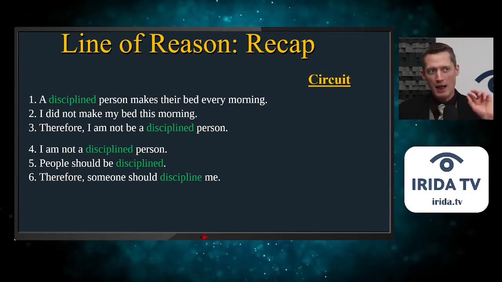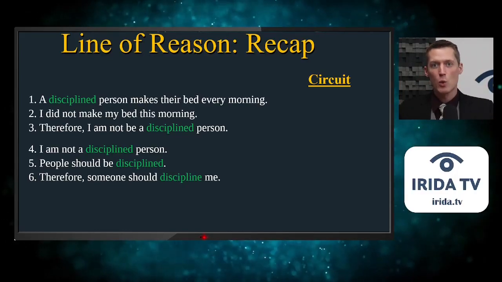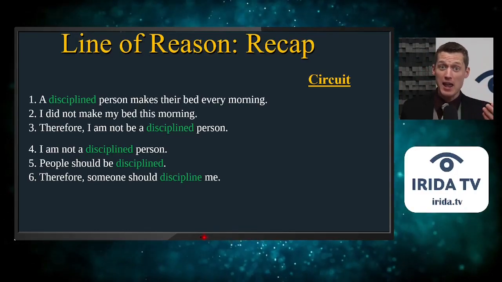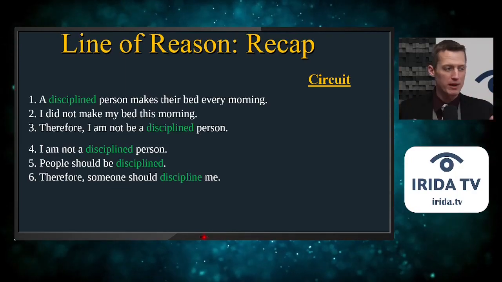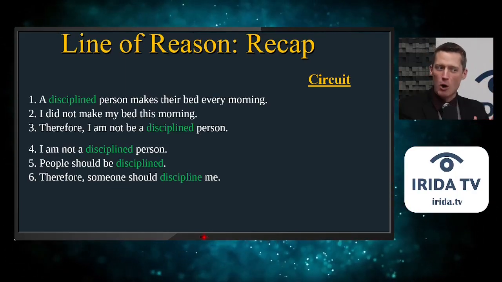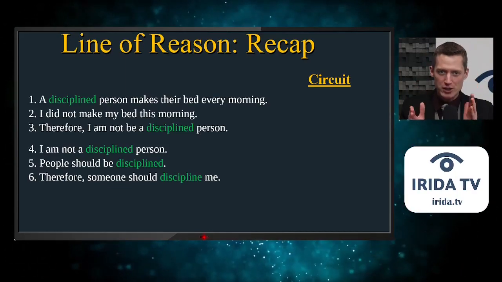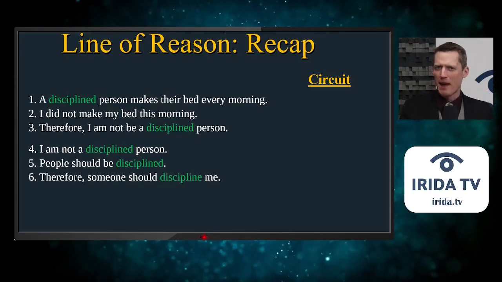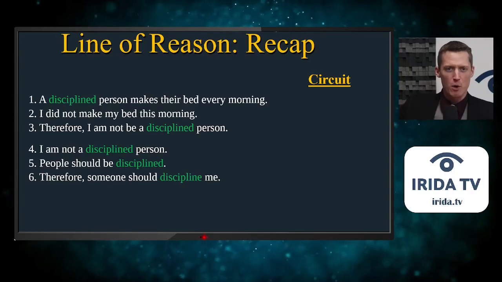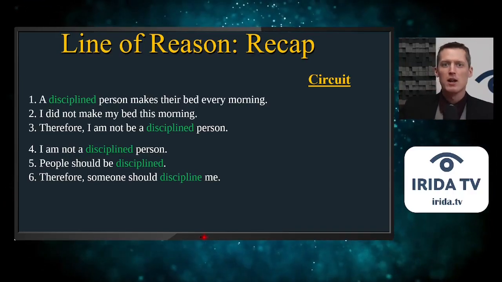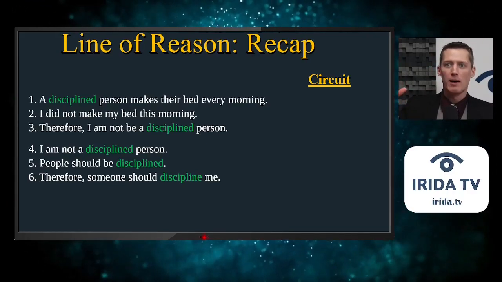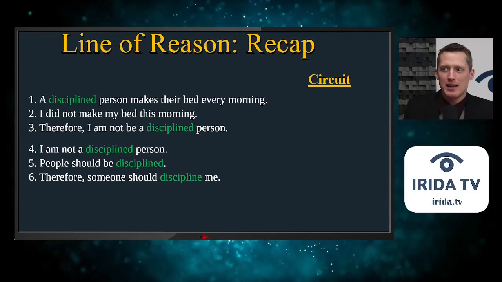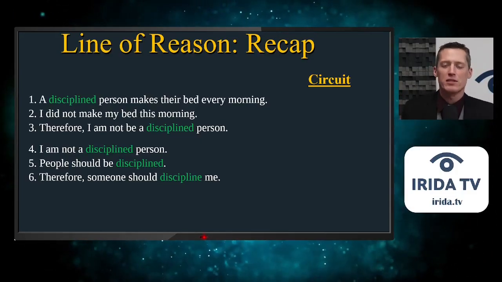Now, I looked at an example utilizing the word discipline where I said, hey, when we look at the definition of discipline, we see that discipline has a noun, an adjective, and a verb form. The noun and the adjective form have a much different definition from the verb form. The verb form implies punishment. The verb form is a Second Circuit concept. Punishment is a Second Circuit concept.